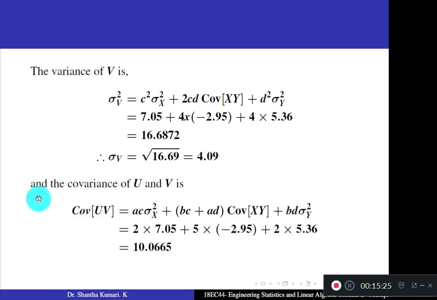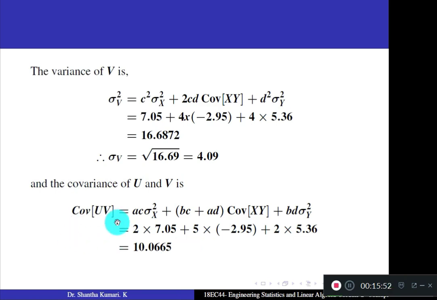And directly we are using the formula for covariance of u and v. What is covariance of u and v? AC into sigma square x plus BD into sigma square y plus (BC plus AD) into covariance of xy. Now all terms are known to you. Substitute and calculate. So what you have to do here? Write all the formulas on a single sheet and go through the formulas. Then only you can remember.